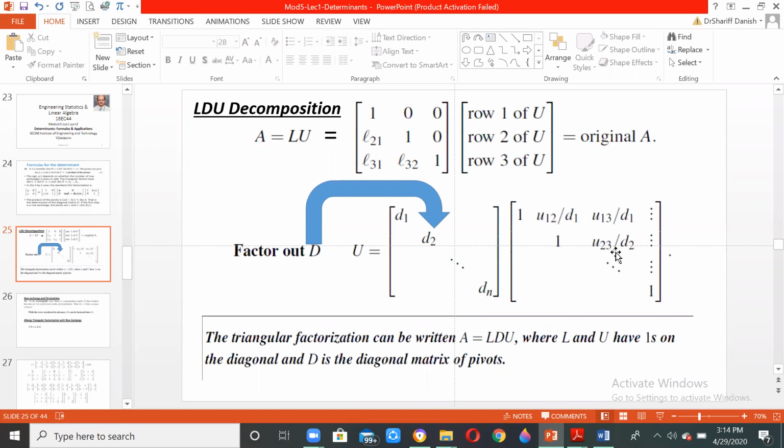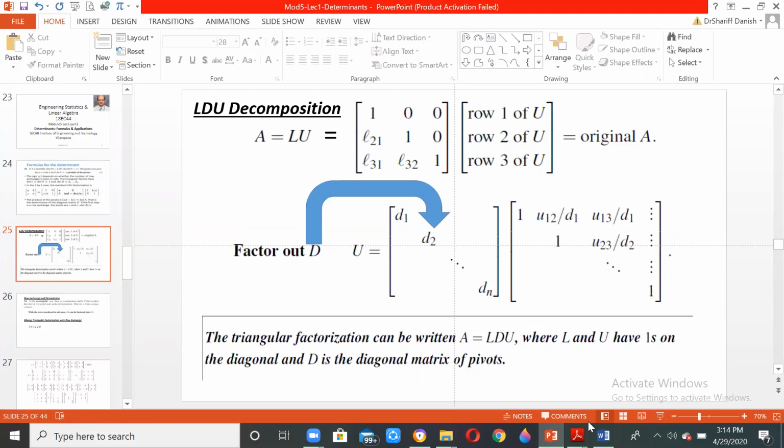only the upper triangular entries. The second row element should be divided by D2. Third row element should be divided by D3. Only the upper triangular elements above the diagonal.